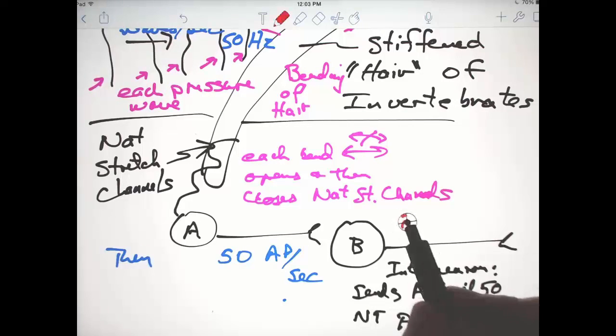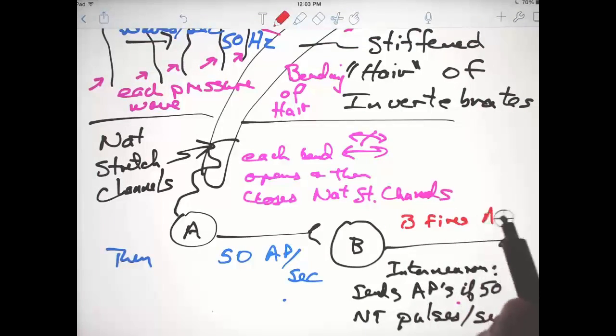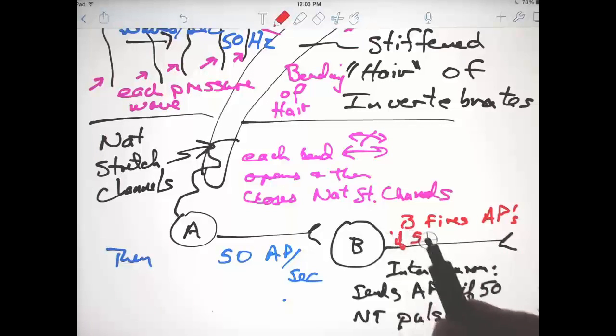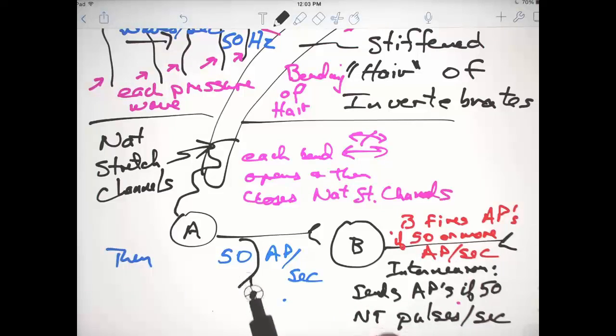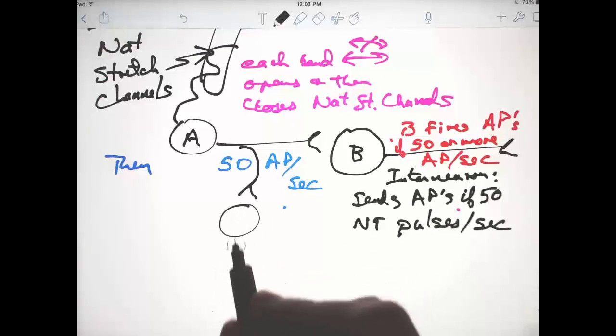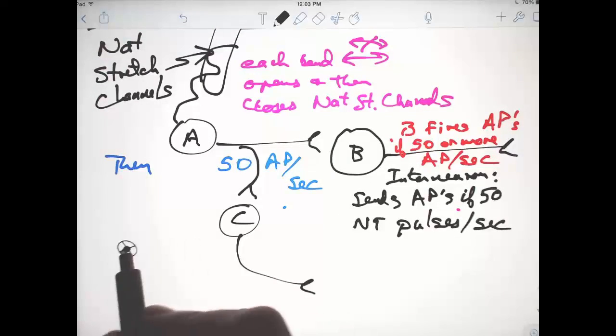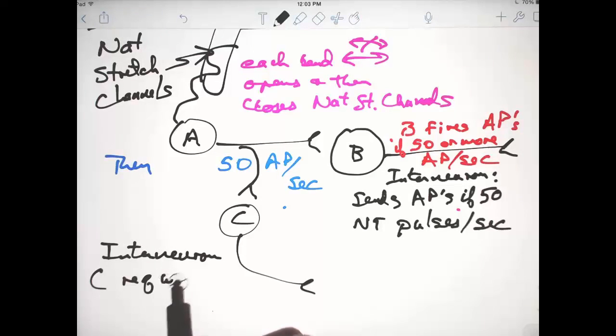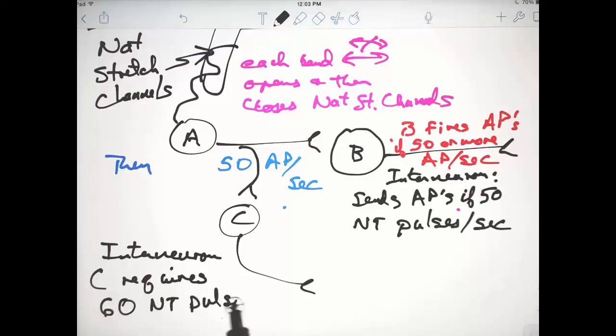Well, let's say that B fires only if it's receiving 50 action potentials per second. In other words, 50 pulses of neurotransmitter in each second causes it to start firing action potentials. That means B will fire if there are at least 50 neurotransmitter pulses per second. In other words, 50 hertz.